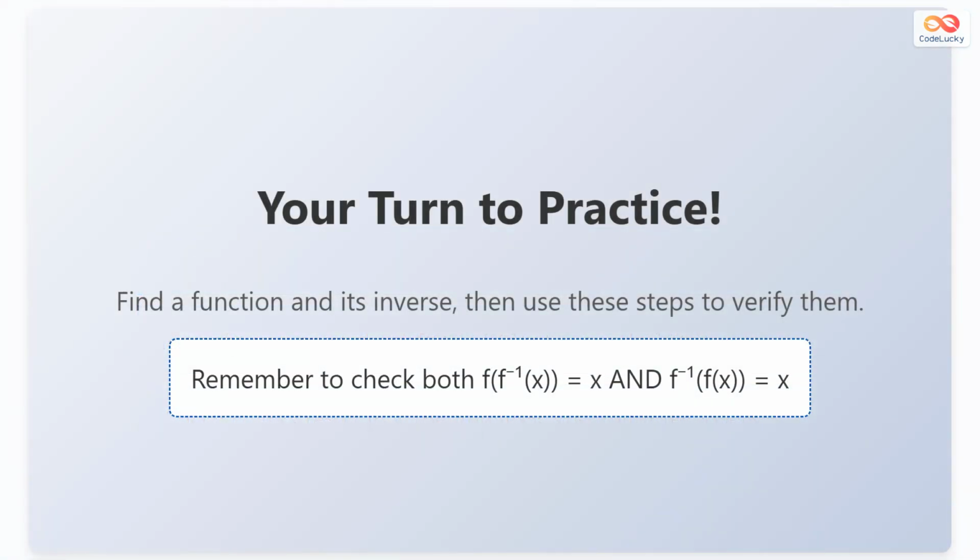Now it's your turn. Try finding the inverse of a function on your own and then use this two-step verification process to confirm your answer. Remember to check it from both directions to be certain.